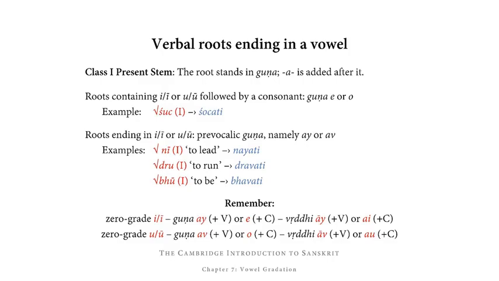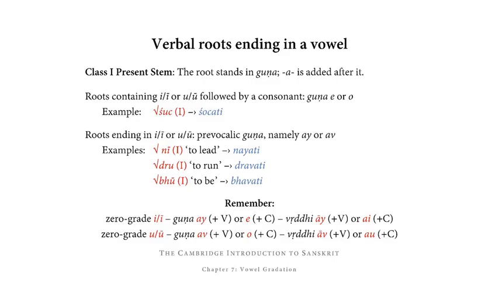Same principle, dru, also class 1, meaning to run. In order to form the present tense stem of this, we need to take the root and put it into guna, and then we need to add a. The guna of dru would either be dro in front of a consonant or drav in front of a vowel. Here we have it in front of a vowel, namely in front of a, and so the stem is drava, and to that we then add our endings. So for example, we get dravati, he, she, or it runs.